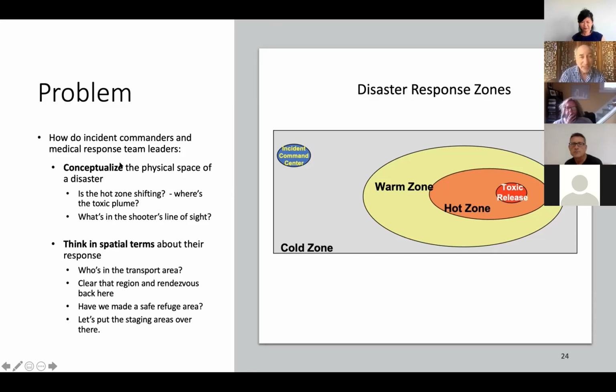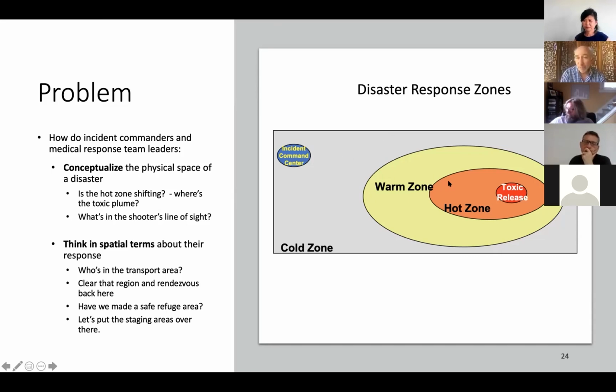Now when these incident commanders and medical response team leaders come in, they know to conceptualize the physical space. They will ask questions like, is the hot zone shifting? Where's the plume right now? Are we in the shooter's line of sight? Those are the factors they take into account when defining where the hot zone is. Then they also think in spatial terms about the response. Where are we going to bring in the ambulances? So they set up a transport area where they're going to bring people who are wounded over to the ambulances. They're going to have to clear that region, and then they're going to talk about where they're going to rendezvous.